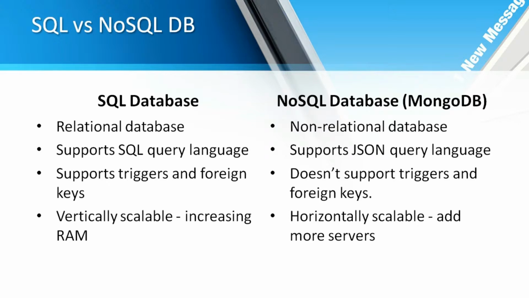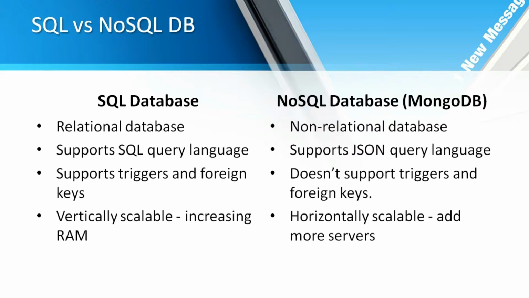Next, what is the difference between SQL and NoSQL? MongoDB is called a NoSQL database. The difference is that SQL is a relational database and NoSQL is not. You will not have foreign keys or primary keys in MongoDB. Next, SQL supports the SQL query language, as the name suggests, and here we have a JSON query language. If you need to perform operations like insertion, updation, deletion, anything, you make use of the JSON concept.